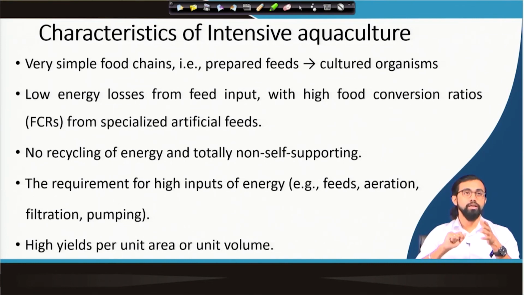In earlier days, people used natural feed like seaweeds. They simply put the normal seaweeds into the system and tried to make it a feed for some particular type of aquatic species. Later on, they found out, why utilize the seaweed?